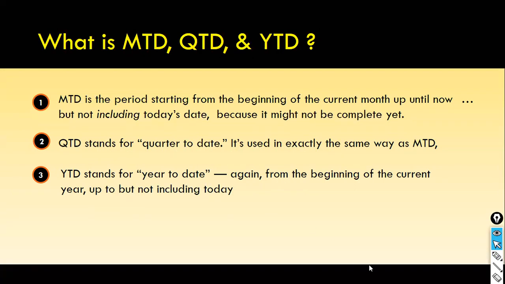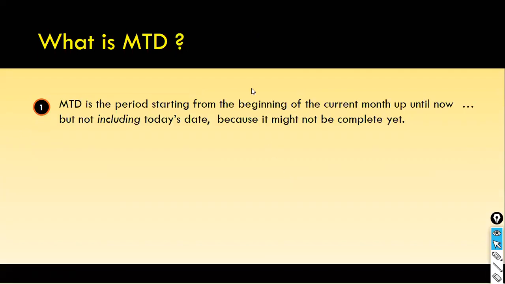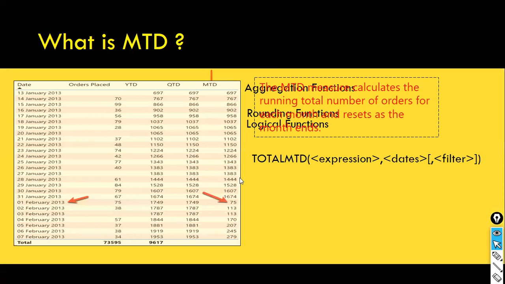There are a lot of functions available for month to date, year to date and quarter to date. Here is how it works. I have a date column, orders placed, and year to date, quarter to date, month to date. If you look closely, from 13th January to 14th, 15th, it goes sequentially up to 31st January. Here we have the orders placed values, which are numeric.